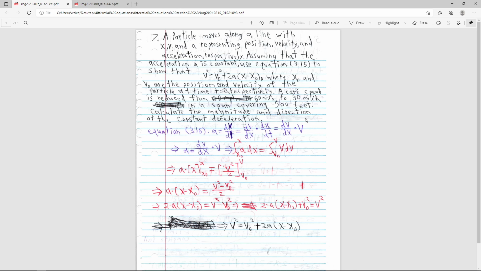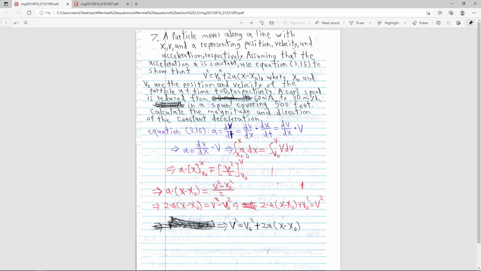So in the book it says equation 3.15 is given as a equals dv/dt, which is equal to dv/dx times dx/dt, which is equal to dv/dx times v. The point is that it wants us to look at a equals dv/dx times v, because that's something we can integrate by separating variables like the other ones. So this is the first half, just solving this.